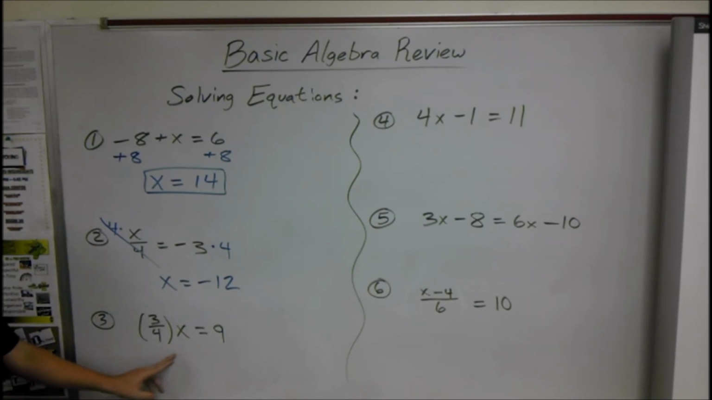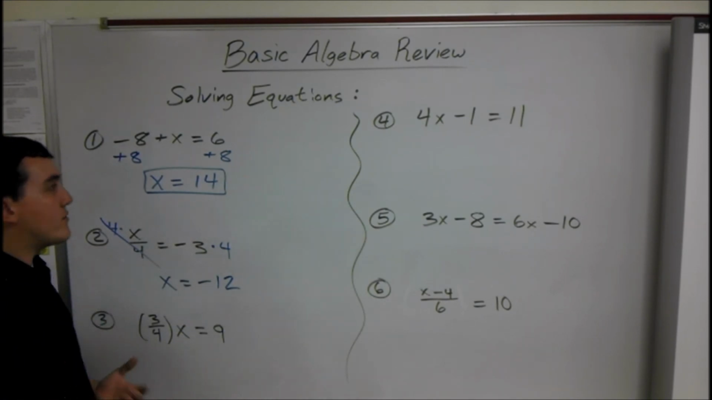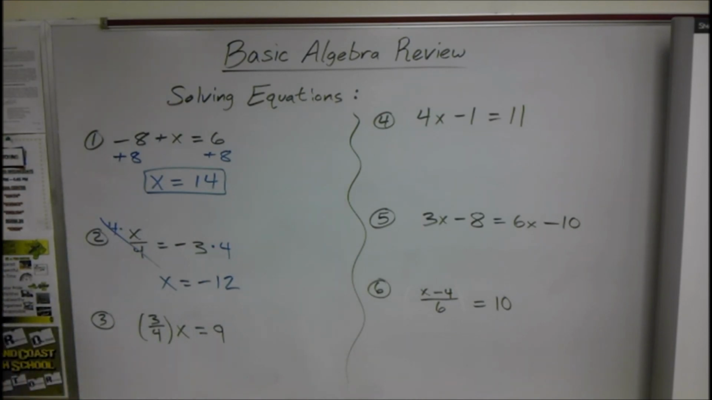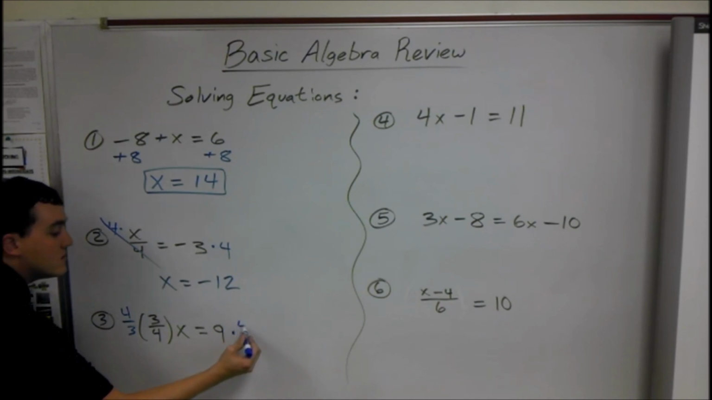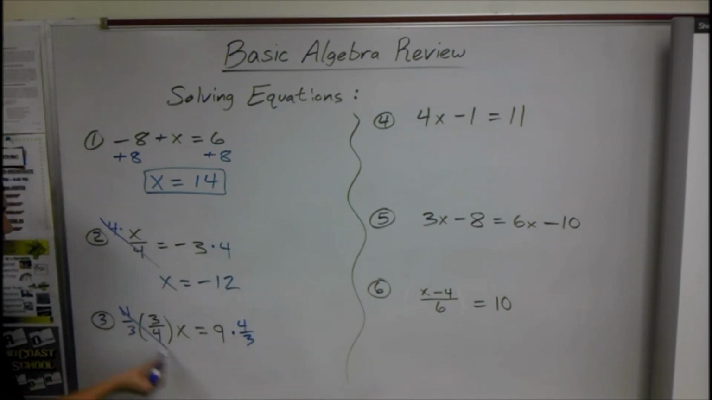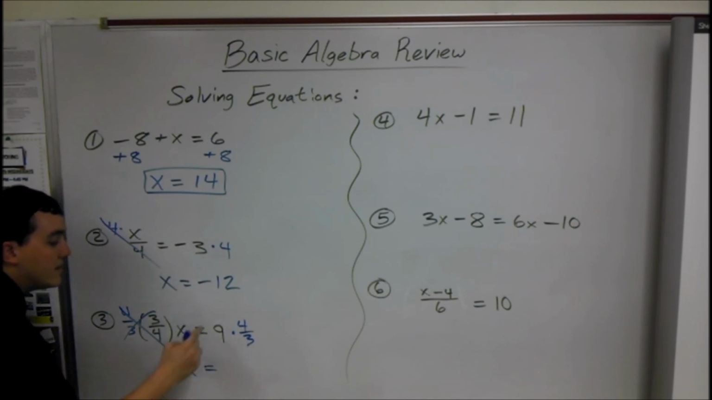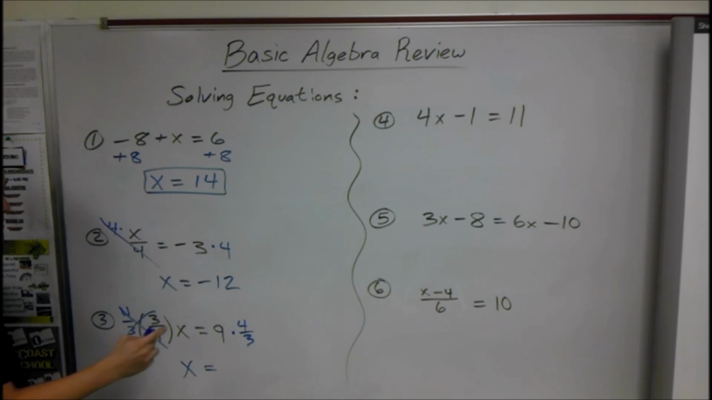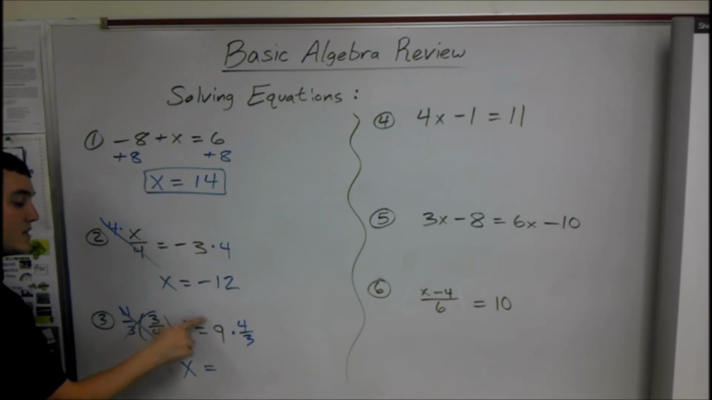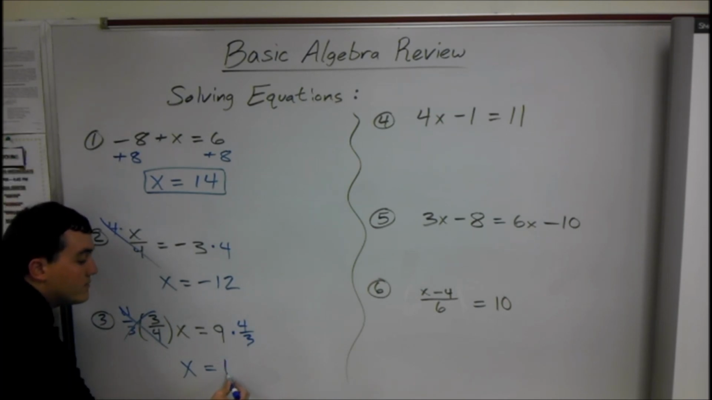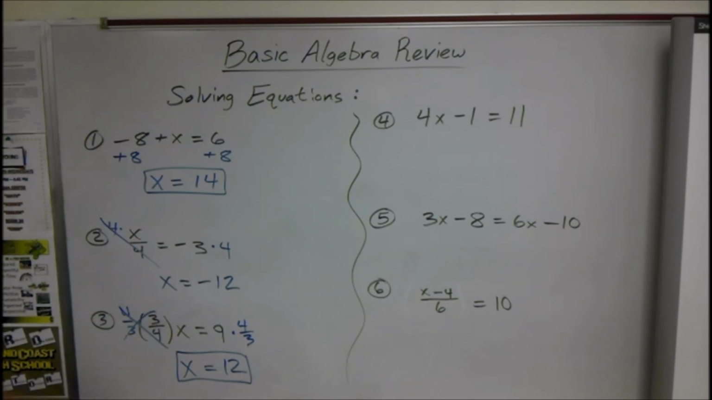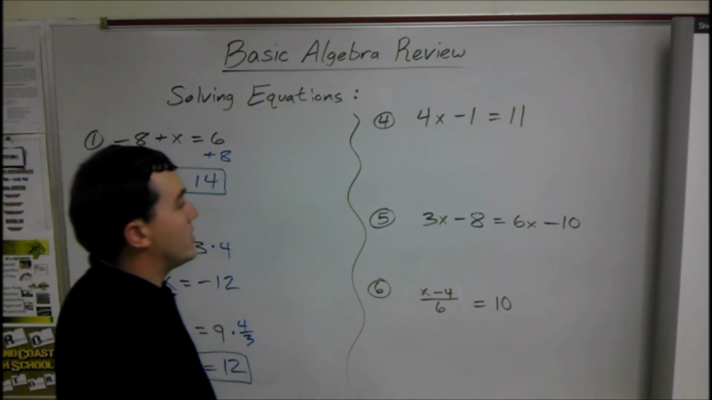Here we have a fraction times x equals 9. To get rid of a fraction, you can multiply by the reciprocal. So if we multiply by 4/3 on both sides, that's going to cancel all that out. And you're just left with x equals 9 times 4 divided by 3, or 9 divided by 3 times 4. 9 divided by 3 is 3, times 4 is 12. Now you could multiply straight across, 9 over 1 times 4 over 3, but it's easier to think of it that way.